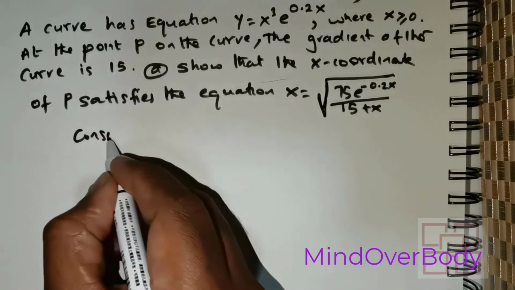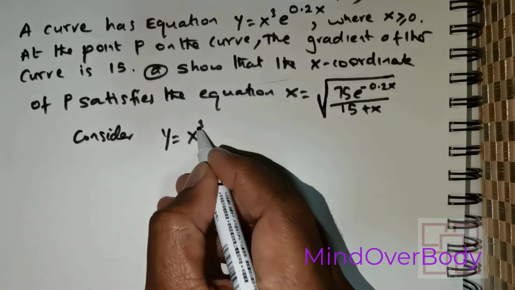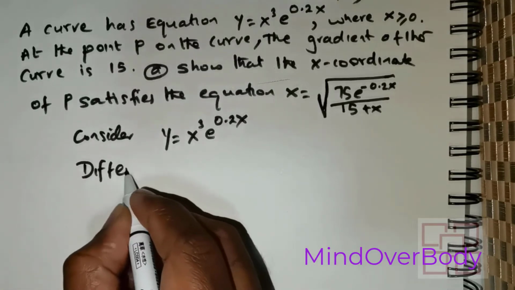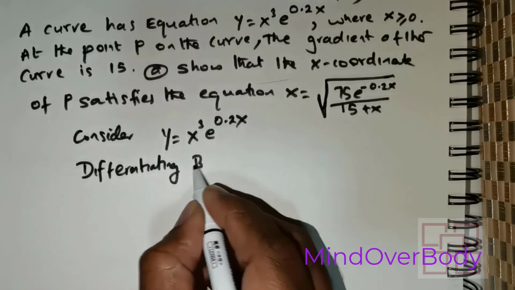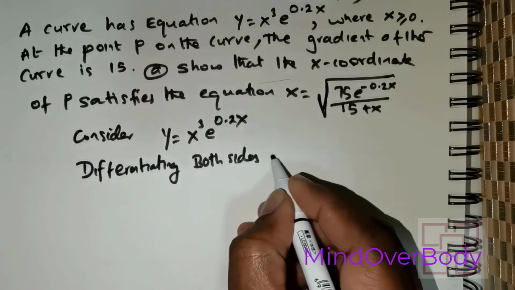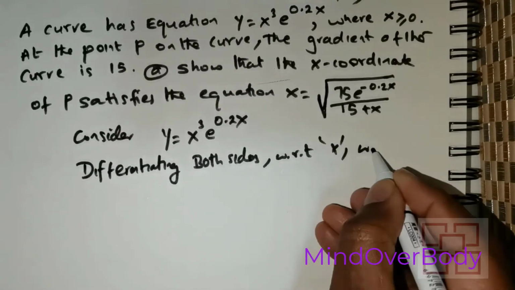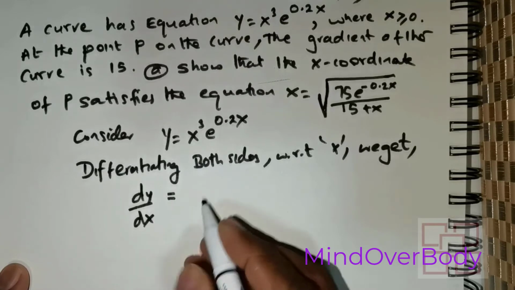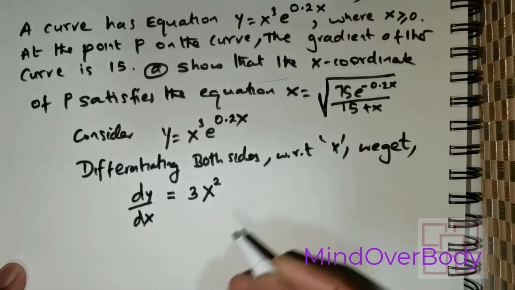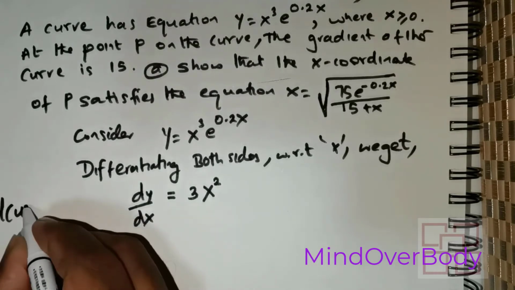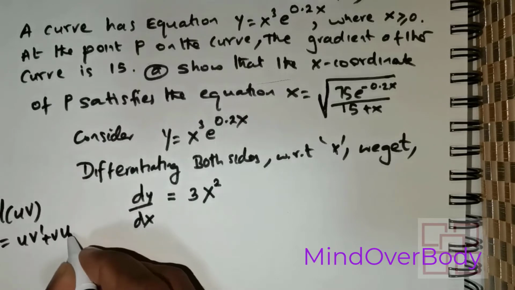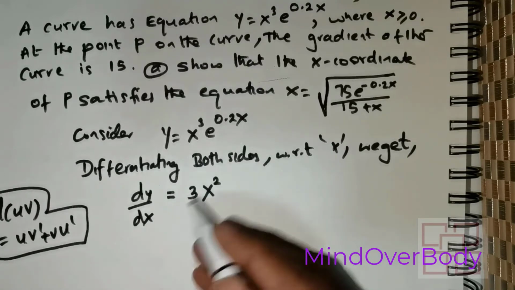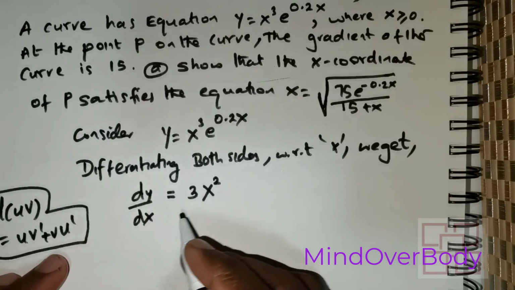So let us start off by considering y to be equal to x cubed e raised to the power 0.2x. Now we will differentiate both sides with respect to x. So what do we get? This is going to be dy over dx is equal to 3 times x squared. Now I'm going to apply the UV formula. Now d of u times v is equal to u times v dash plus v times u dash. Of course, here I have started with differentiating the first term, and then I will follow it up with the differential of the second term.